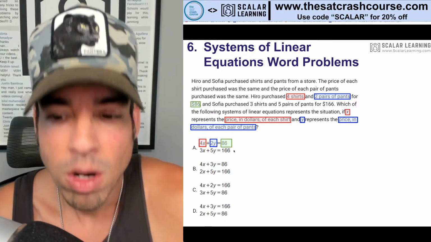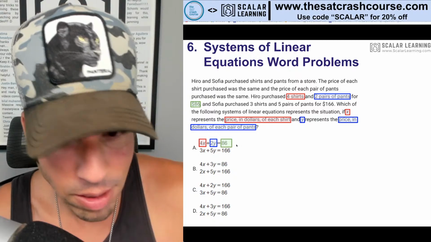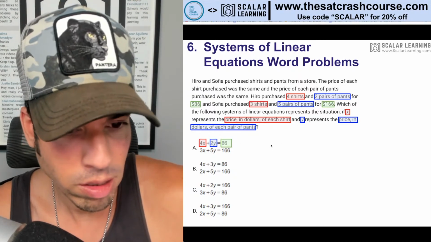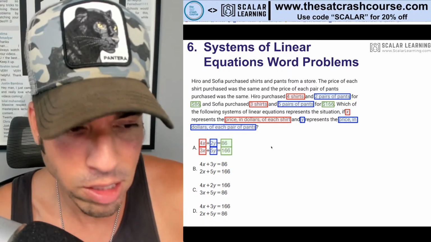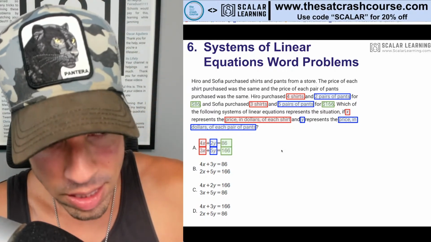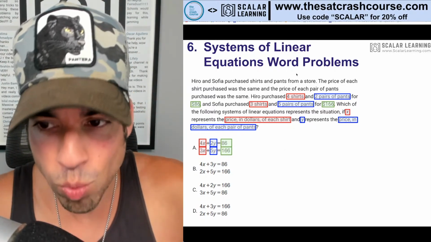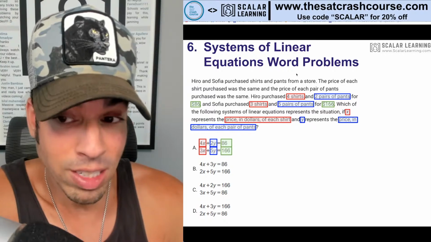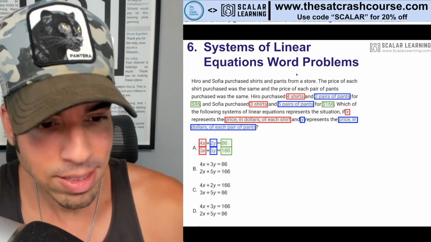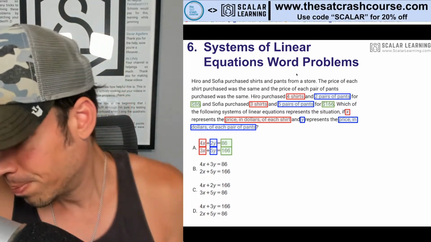That's what we're looking for. We're looking for these equations presented in the answer choices. We also have 3 shirts and 5 pants equals 166, which should be in the correct answer choice. 3x plus 5y equals 166. So again, in these systems of linear equations word problems, you're not always having to solve it. You just need to identify what's the correct setup. Meaning, how do I translate a sentence into a math equation? Very important.